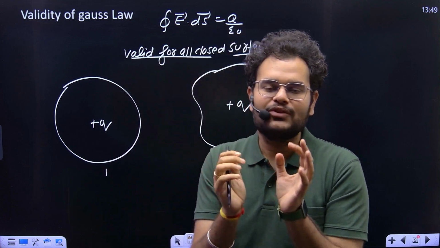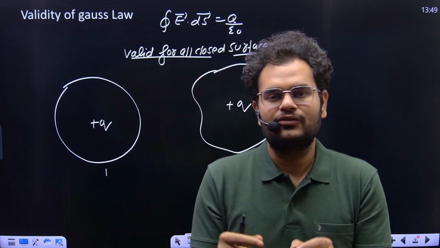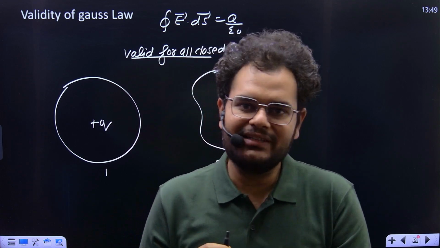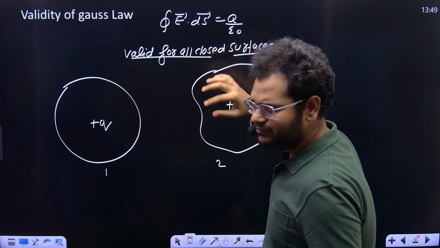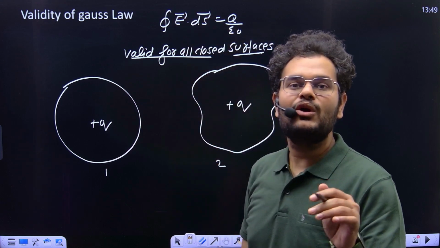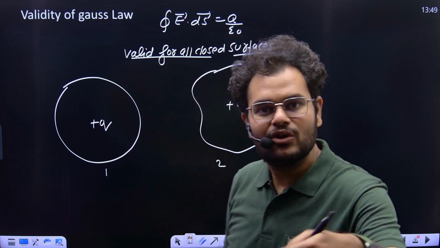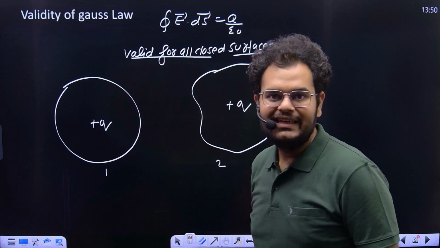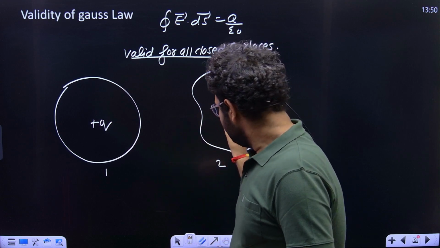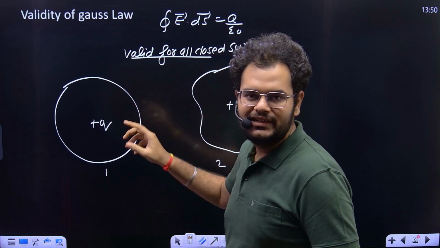What was the purpose of Gauss law? Gauss law was brought so that electric field can be calculated easily. See here, electric field can be calculated easily. Here integration is there. We have to avoid the integration. That's why Gauss law came. Are you getting it? Easy calculation for flux as well as electric field. But here electric field calculation is difficult. Here it is easy. Let me explain.